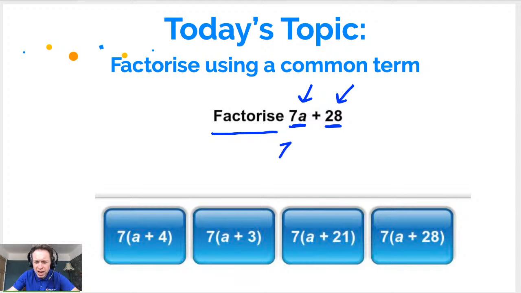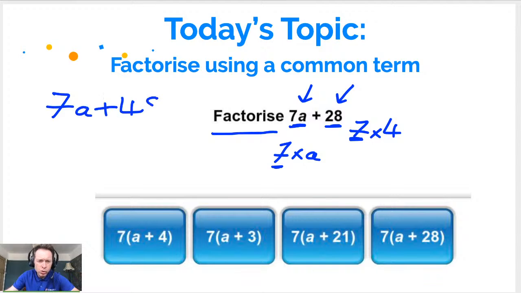Well, if you think of 7a as 7 times a, and you think of 28 as 7 times 4, you can see that the number 7 is inside 28 because it's 7 times 4, and it's inside 7a because it's 7 times a. So the common factor is 7. So I'll just write that out again here. 7a add 28 equals, now I'll write down the common factor first of all. That's the 7. That's the bit that's inside here and the bit that's inside the 28 as well.